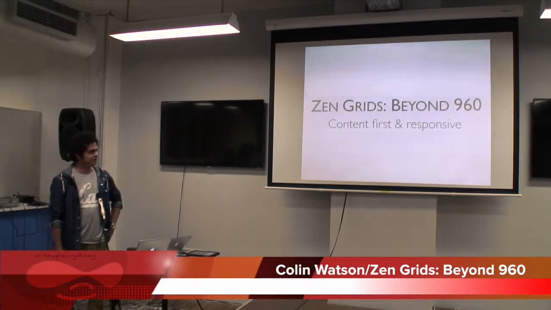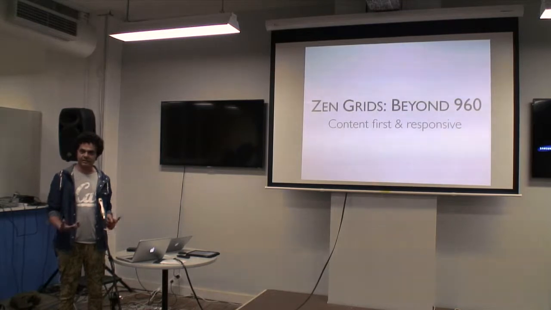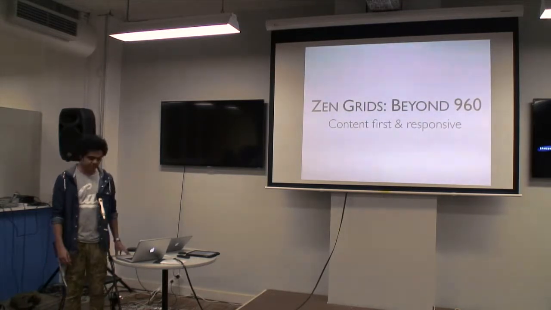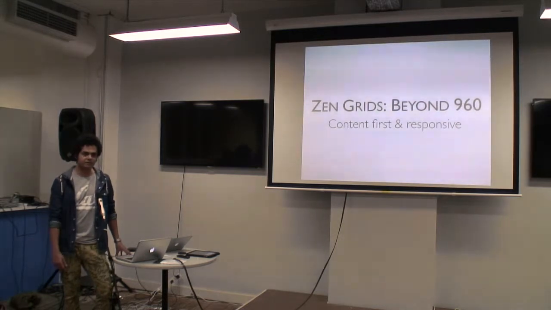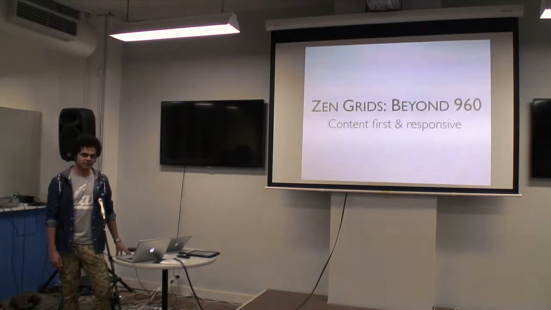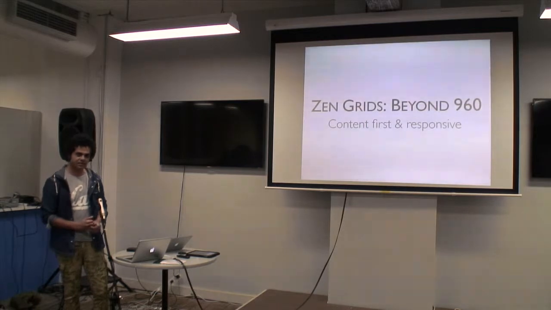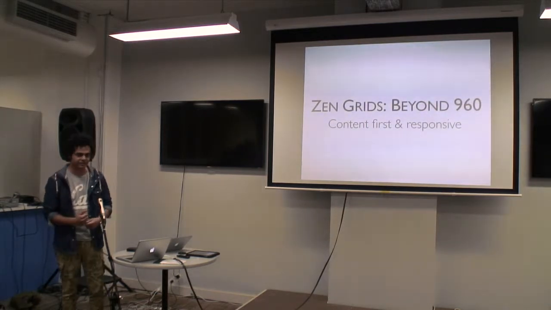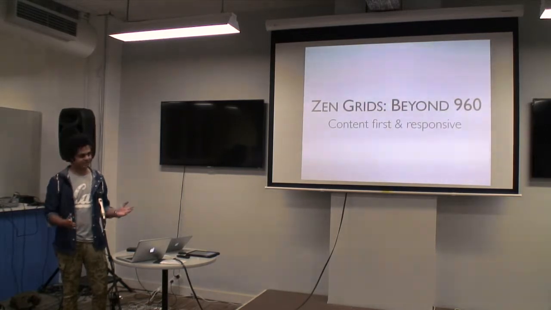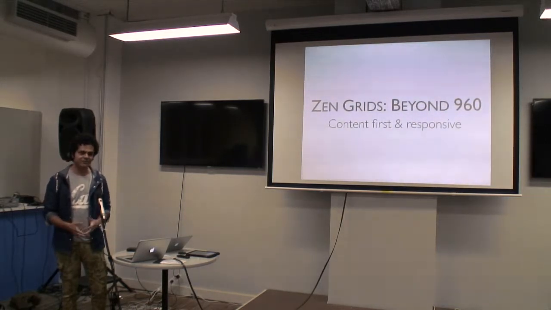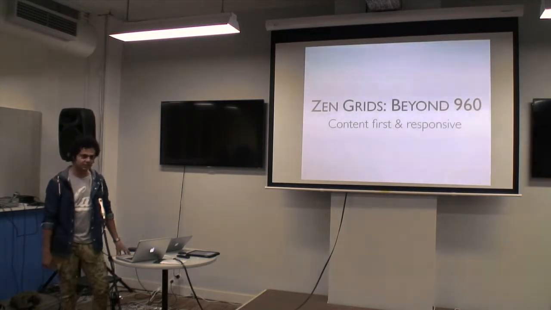Okay, I'm going to talk a little bit about Zen Grids, and then we'll get into the demo. It's called Beyond 960, the 960 meaning pixels, of course. It was a time when 960 was a standard because screens were no more than 1,024 pixels. And so 960 fit in quite nicely, but now there's countless number of screen widths, as I'm sure you'd agree.